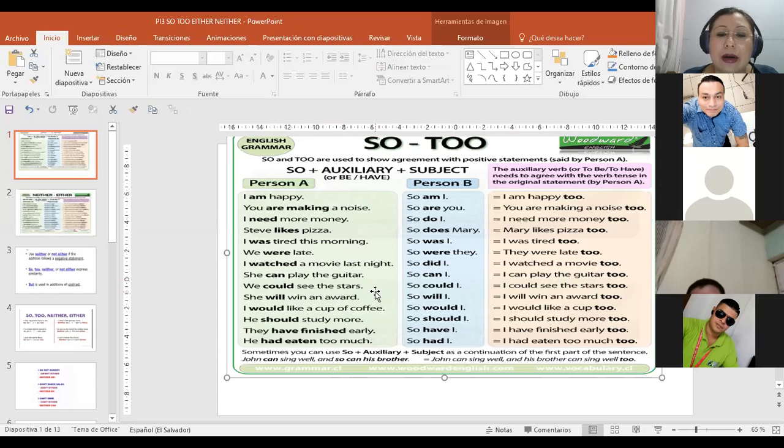We could see the stars. It's another modal. I keep it. So could I. I could see the stars too. She will win an award. So look, this is future. They are using will. So I keep the verb tense and I say, so will I.